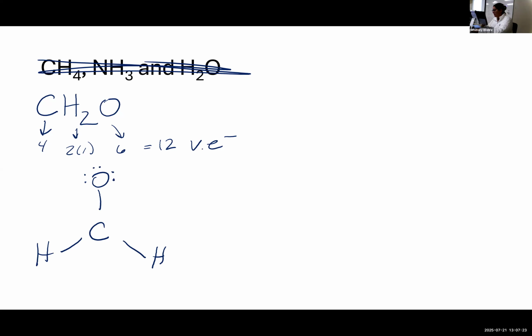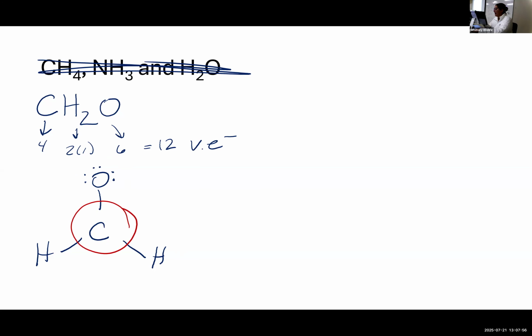So 2, 4, 6, 8, 10, 12. This has the correct number of lone pairs, but do you think it looks correct? The way that I check is I ask, okay, does each hydrogen have 2? If the answer is yes, the hydrogens are happy. Oxygen, are there 8? Does it have a full octet? Yes, oxygen's happy. Does carbon have 8? No, carbon is not happy.